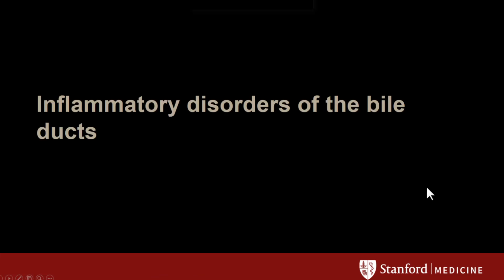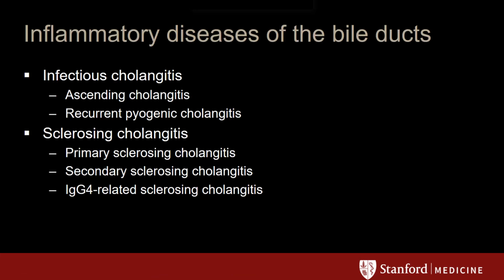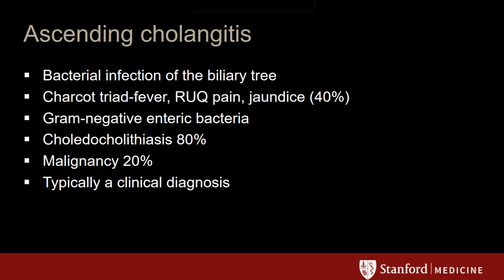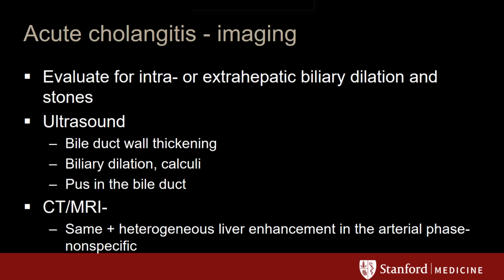All right, let's talk about inflammatory disorders of the ducts. These are the entities we're going to talk about. So ascending cholangitis, we already saw an example of that. It's typically a clinical diagnosis rather than an imaging one. For imaging, you're looking for biliary dilatation and stones.